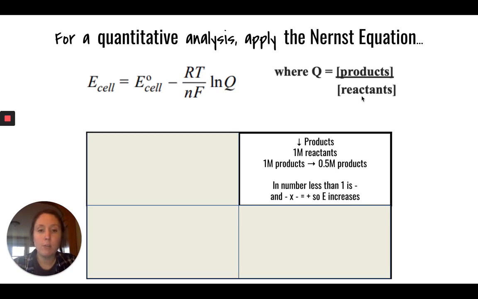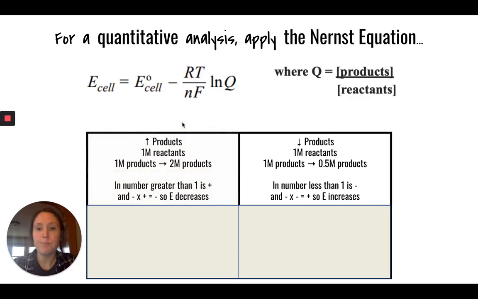And if you take the natural log of any number less than 1, it will be negative. In my equation, I have a negative then times a negative, which ends up being a positive, and so I'm adding some positive number to E cell, and my voltage will increase. If I increase the concentration of my products to 2 molar, the natural log of this, a number greater than 1, will be positive. So now I'm subtracting a positive number, and so my E cell value that I'm calculating here will be less.